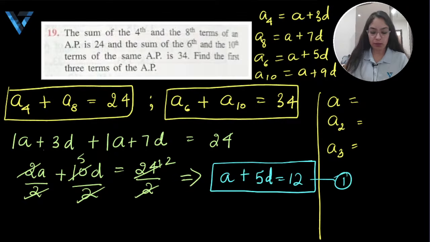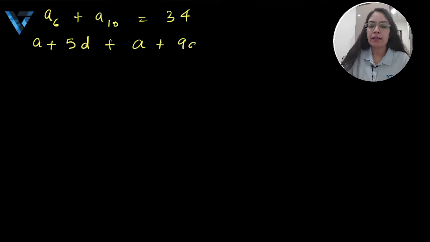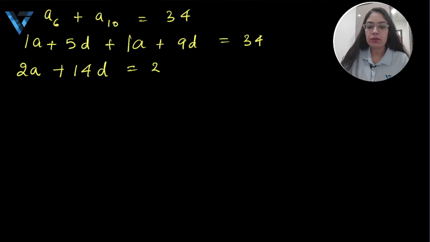Let's simplify the next one: A6 plus A10 equals 34. In the same way, the sixth term's formula is A plus 5D, plus the tenth term A plus 9D, equals 34. Then A plus A is 2A, and 5D plus 9D is 14D. This equals 34.